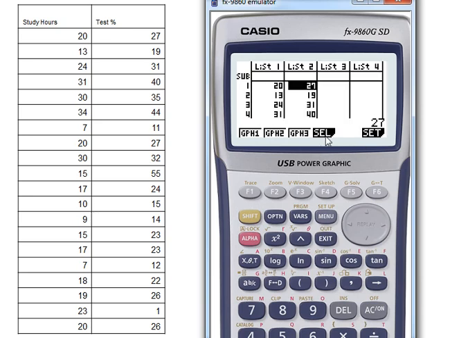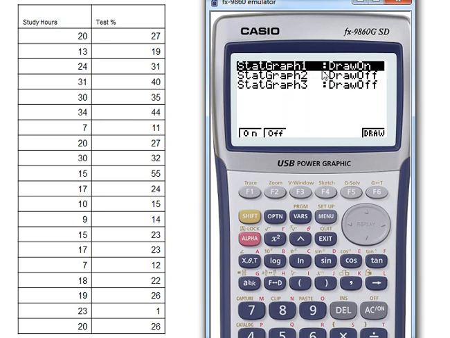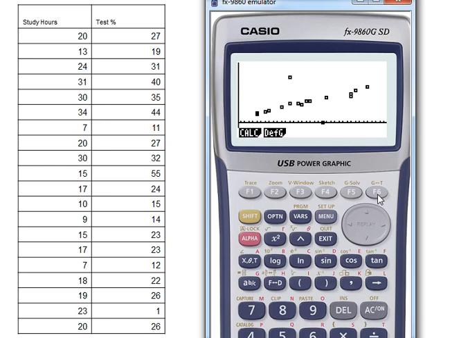We then want to select to make sure we are drawing a graph. Yep, it says StatGraph 1 Draw On, that's what we want. And if we go to Draw, which is F6, it will draw the scatter plot for us. You can see that we have a trend going this way, which indicates the more you study, the higher your results are going to be, but we've got a couple of outliers flying around here as well. We can draw in the line of best fit and find the correlation.